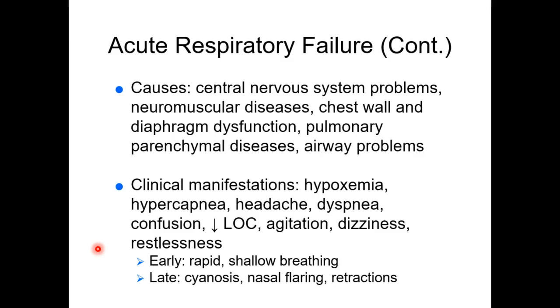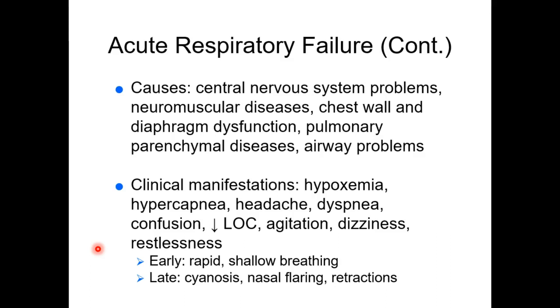Chest wall and diaphragm dysfunction, pulmonary parenchymal diseases, we'll get into those. Airway problems, we'll get into those. Clinical manifestations: hypoxemia, hypercapnia, headache, dyspnea, confusion, decreased level of consciousness, which is a phrase we're going to see a lot over the span of this quarter. What's a decreased level of consciousness? Does anybody want to tell me about decreased level of consciousness?